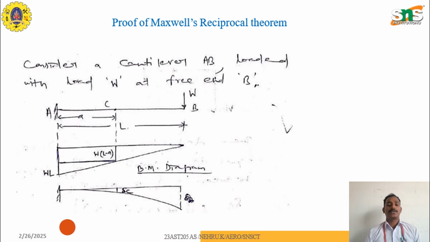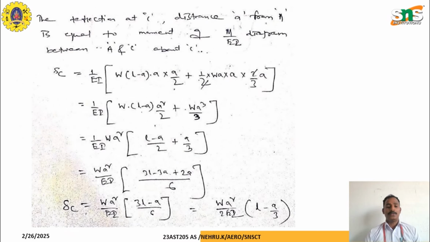For the proof of this Maxwell reciprocal theorem, let us consider a cantilever beam loaded with load W at the free end B. The span is AB and the load is W. The shear force and bending moment diagrams are calculated at points A and B. The deflection is highest at point B. The shear force is at point A. The deflection at a distance a from A is equal to the moment M by EI.